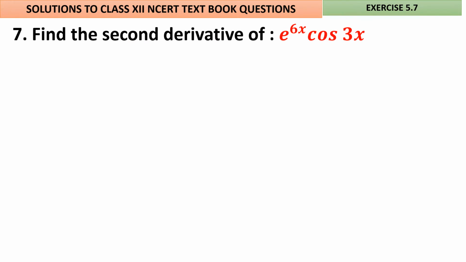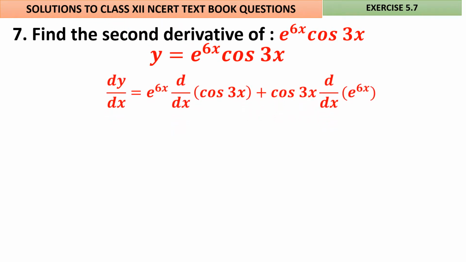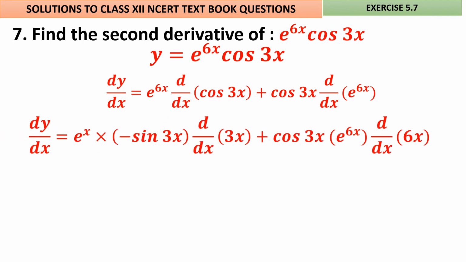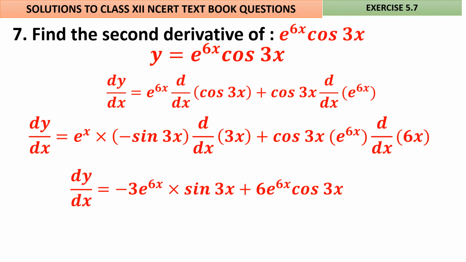Again, find the second derivative of e power 6x into cos 3x. We have to use product rule. E power 6x into d by dx of cos 3x plus keep cos 3x and differentiate e power 6x. Then what is the derivative of cos 3x? It is minus sin 3x into differentiation of 3x plus cos 3x. Again, the differentiation of e power 6x is e power 6x into differentiation of 6x. Be careful here, we are not having cos x and e power x. So you have to differentiate that using the chain rule once again. Differentiation of 3x is 3.